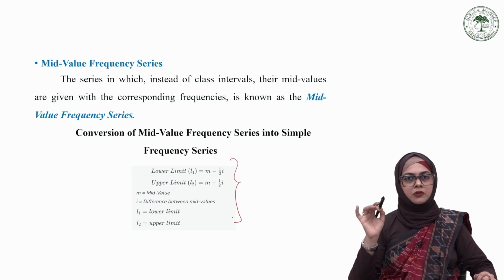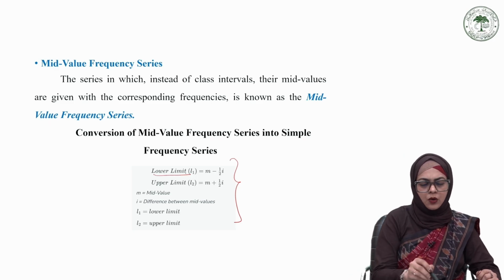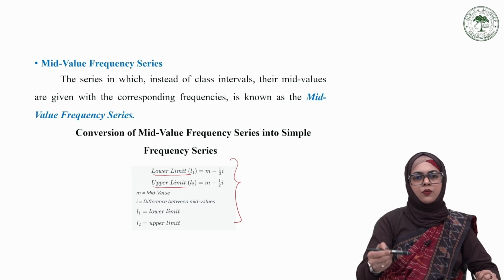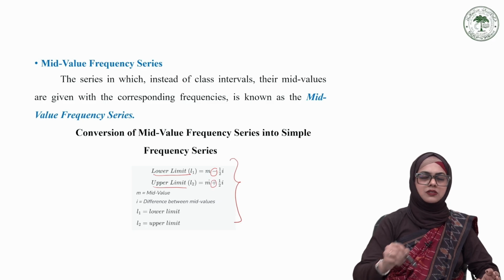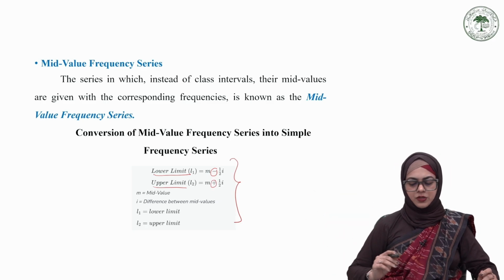To create a simple frequency series, you need a lower limit, L1, and an upper limit, L2. For lower limit and upper limit, the formula is fairly simple. For lower limit, you have m minus half of I. Here m is the mid value and I would be the difference between mid values. Similarly, for upper limit, the same thing, but with the addition sign. It is m plus half of the difference between the mid values.